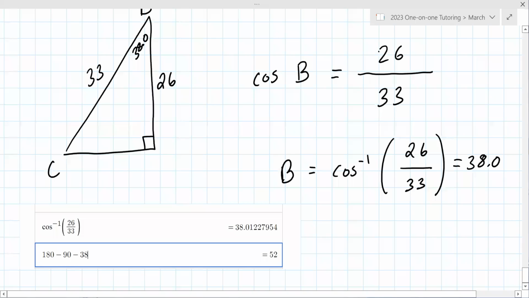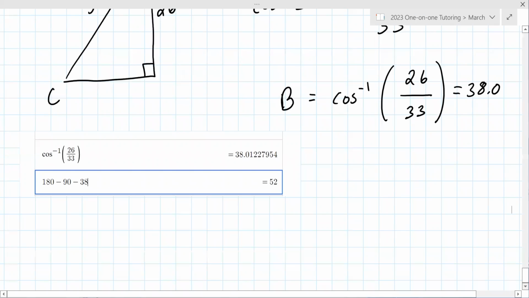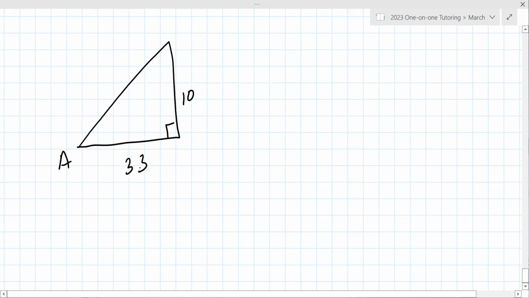All right, so I think we got time for one more question, maybe two. Okay. Here we go. Let's see a new triangle here. All right, so here's A. Again, not to scale. Can you find A for us, please?